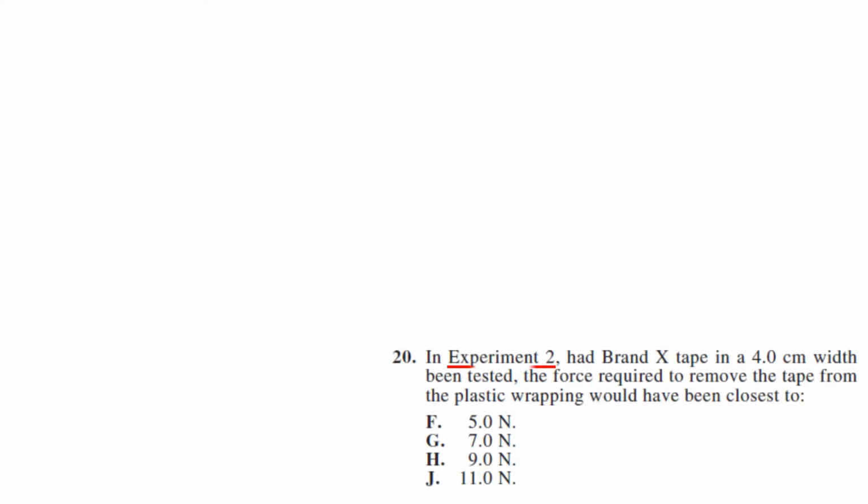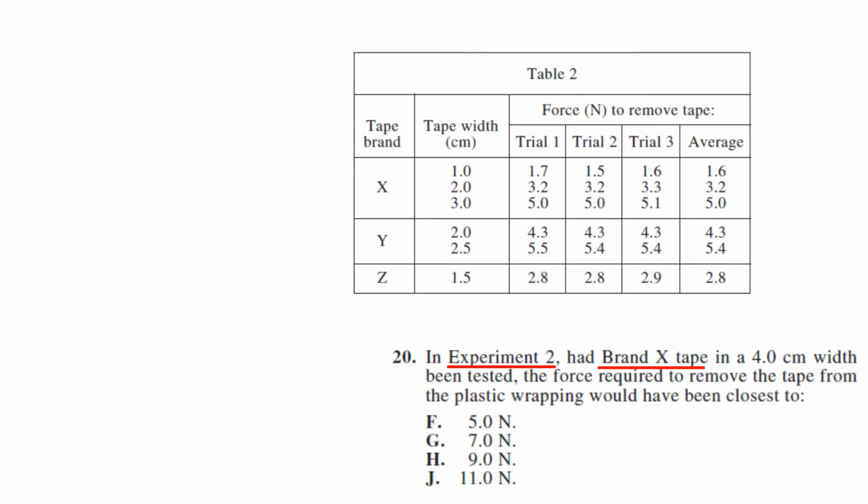Number 20, in experiment 2, had brand X tape in a 4 centimeter width. We have to add 4 centimeters in. This is hypothesis. We continued. Been tested. The force required to remove the tape from the plastic wrapping would have been closest to. So looking at force, we're going to look at the average column, and we see that to go from 1.6 to 3.2 and 3.2 to 5 increases by 1.6 and 1.8. So we're going to say 5 to whatever the next is, right? Going from 3 to 4 is going to increase it by about 2, which would make it 7, G.